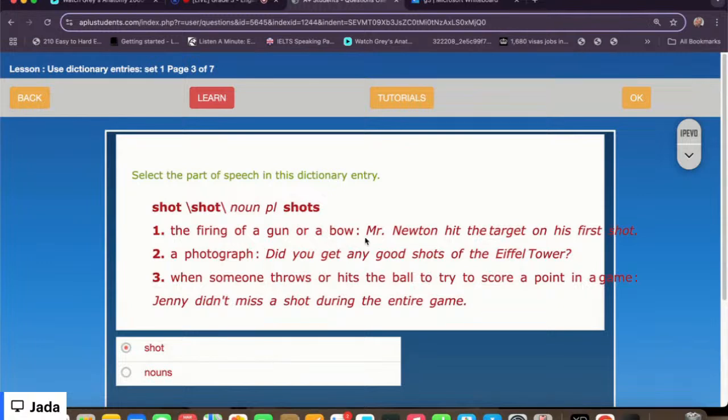Firing a gun or ball, a photograph, when someone throws or hits the ball to try to score points in a game. So, in a game, all right, part of speech. Is short a part of speech? Short is the word. And the part of speech will be what there? Short or noun? Which is the part of speech? Take note of it.